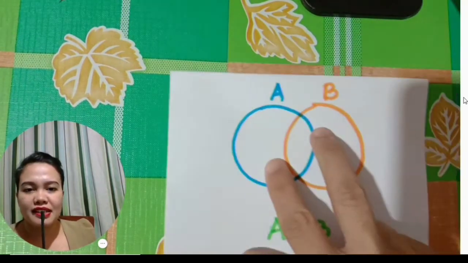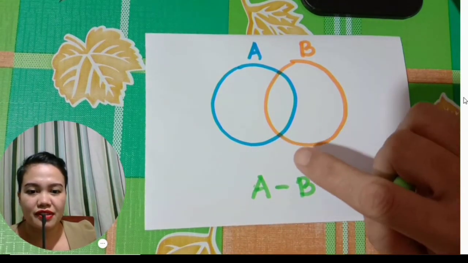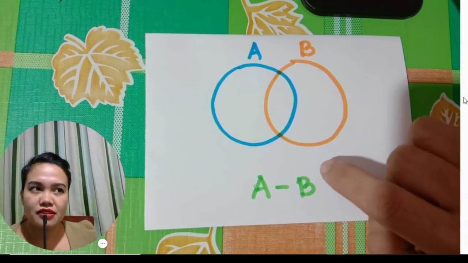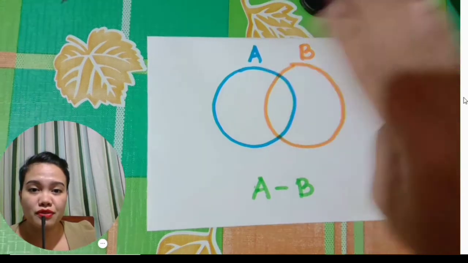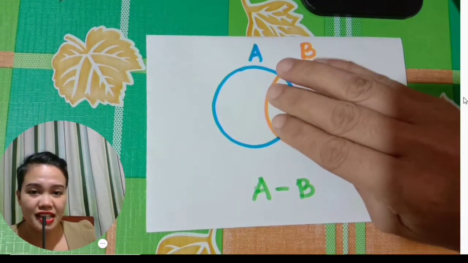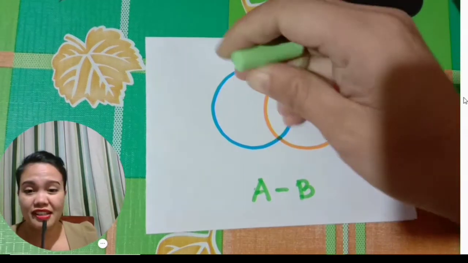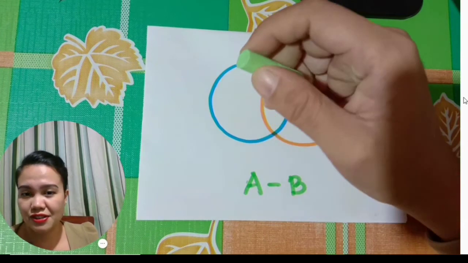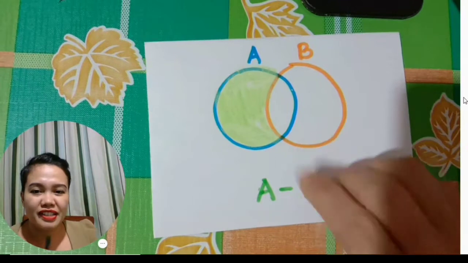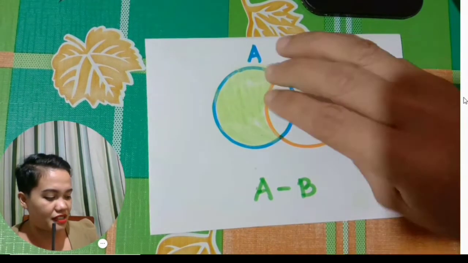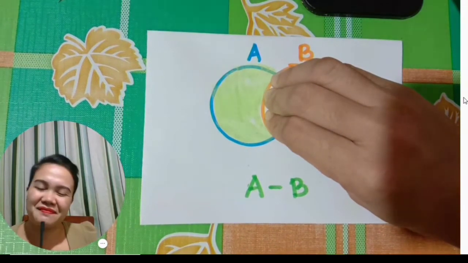Okay. Next, for the set operation, we have the difference. So we have here A minus B. That means what becomes of A if you remove B? We take B. That will be left. So of course, the answer is for the shaded region. This part of A, because this is taken as part of B. Okay, so that's A minus B. Alright.